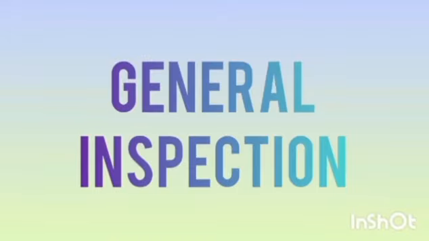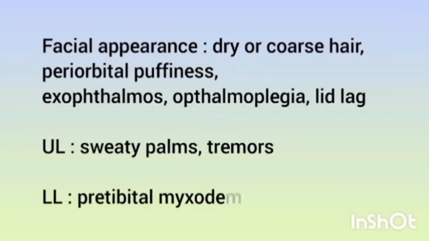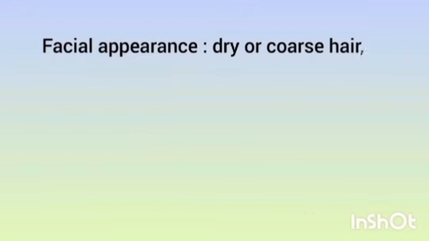General inspection must be performed prior to the thyroid examination. These are the signs to look for: facial appearance, signs of dry and coarse hair, periorbital puffiness, exophthalmos, ophthalmoplegia, lid lag, upper limb, sweaty palms, tremors, lower limb, pretibial myxedema, ankle swelling.